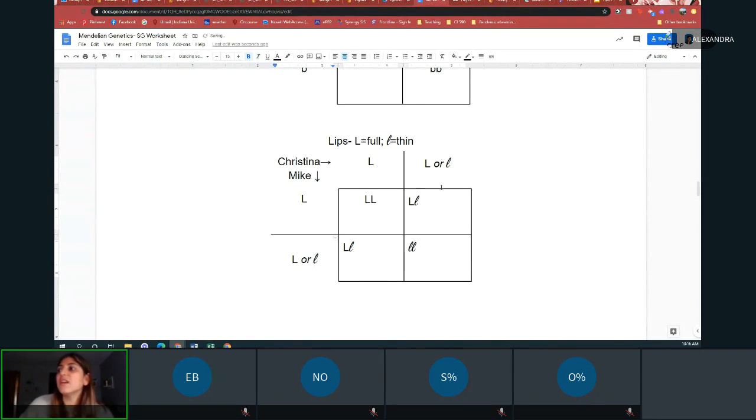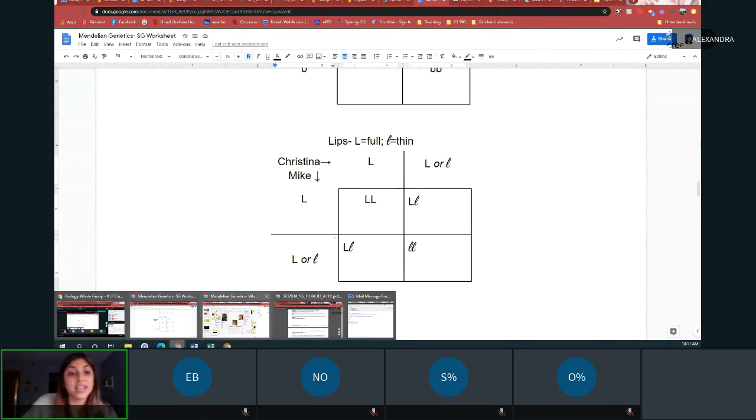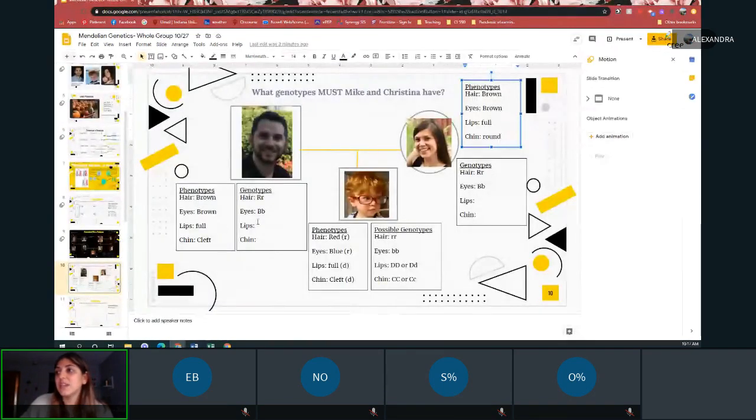Okay, so these are the possible combinations. We're just not sure yet because the dominant could show up with a recessive. And so we'll find out exactly what they're going to possibly have when they have their second child, or depending on what their second child is going to look like. So their full lips could either be big L, little l, or big L, big L. Same thing over here. Big L, little l, or big L, big L.